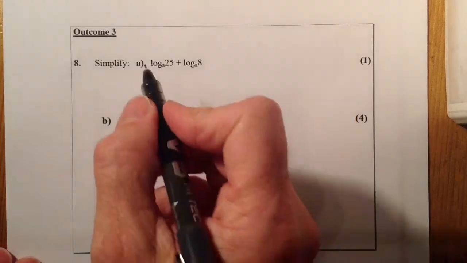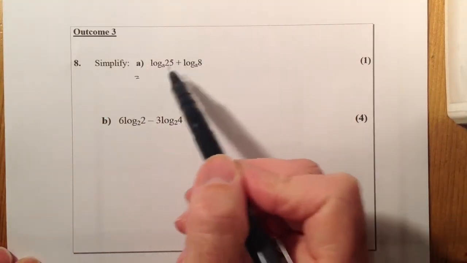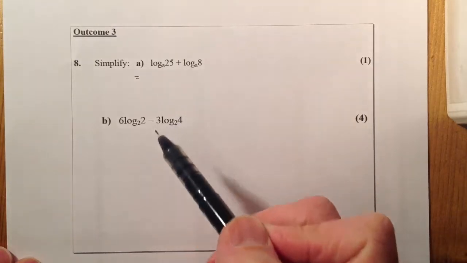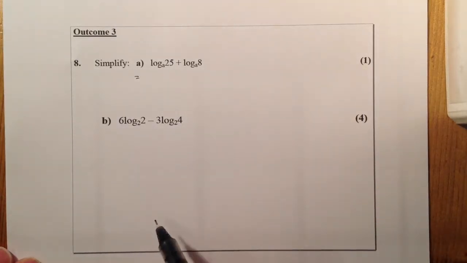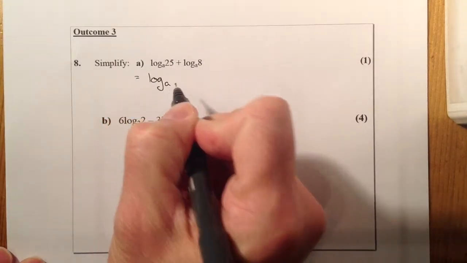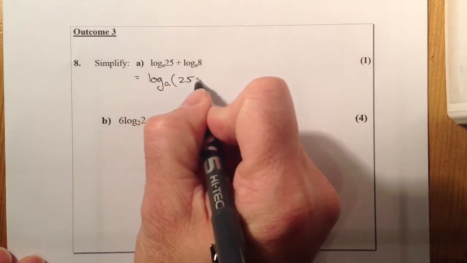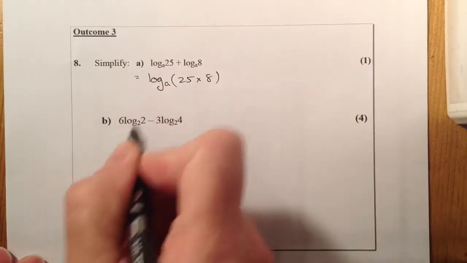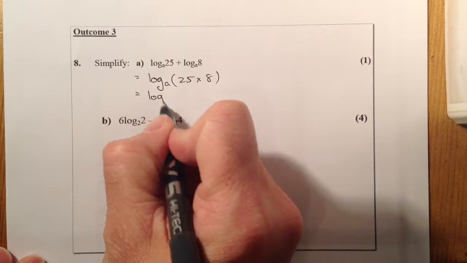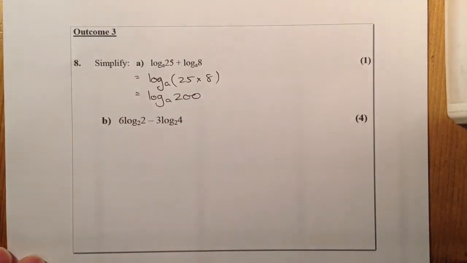So question 8, the first thing that we're going to do is we're going to simplify, and we've got 2 logs here. They've got the same base A. So I know that I can use the addition law here, which is gathering the logs under the same base, and all I'll do is, if they're adding, we'll multiply the logs together. So I'll simplify that just by doing that multiplication, which should give me 200. So that's the first question complete.